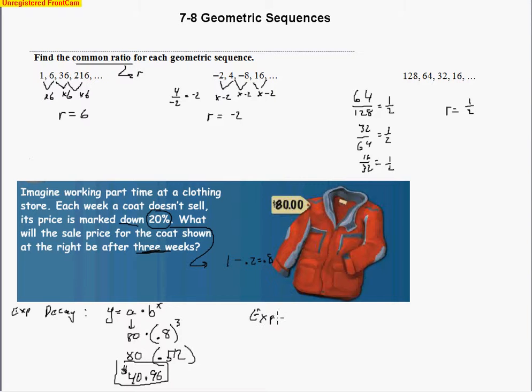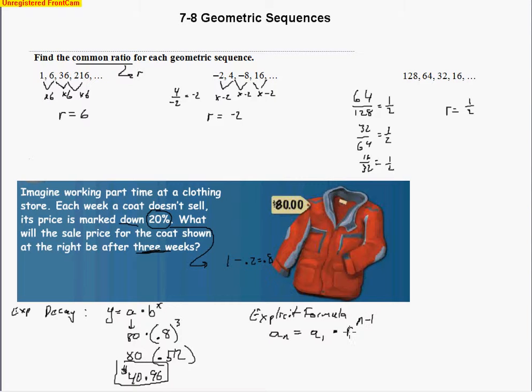So the explicit formula is basically the same as what we did here. They just write it a little bit differently. Instead of y, they use a of n. And it equals a1 multiplied by r to the n minus 1. So the first term, a1, is the initial value, just like a was the initial value here.